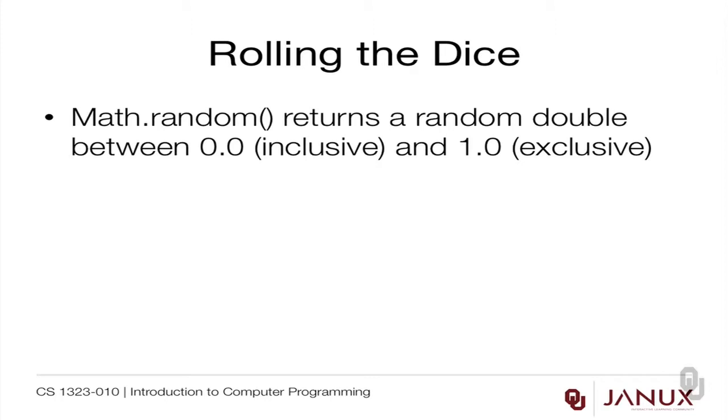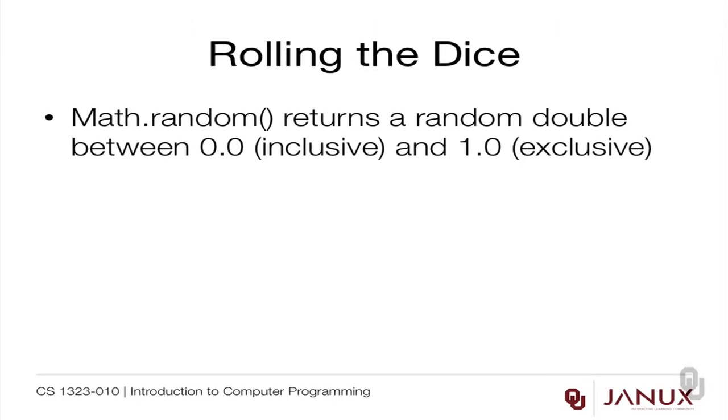Now let's talk about rolling the dice. The math.random method returns a random double between 0.0 inclusive and 1.0 exclusive. Now, these are standard computer science-y ways of talking about these values. Let me explain in detail what they mean. When we say 0.0 is inclusive, we mean that 0.0 can actually be returned from the random number generator. When we say 1.0 is exclusive, we mean that anything up to 0.99999 can be returned, but 1.0 cannot.